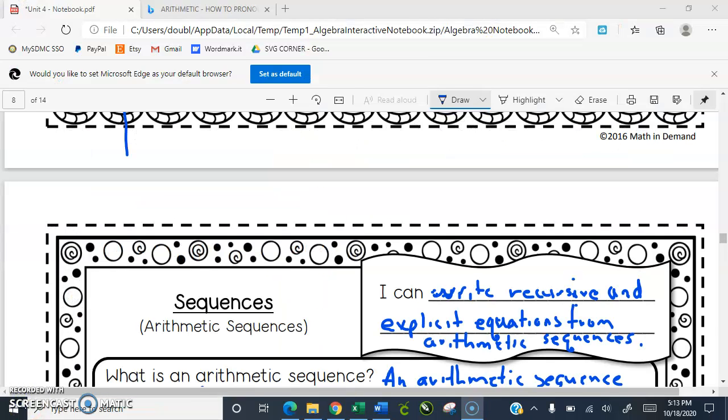All right, today we're talking about arithmetic sequences. We talked about sequences on Monday, and we talked about common ratios and common differences. Remember, common difference was adding and subtracting, and common ratio was multiplying and dividing. So today we're talking about arithmetic sequences and the I can. What you're supposed to be able to do after this lesson is write a recursive and explicit equation from an arithmetic sequence. So that's your I can.